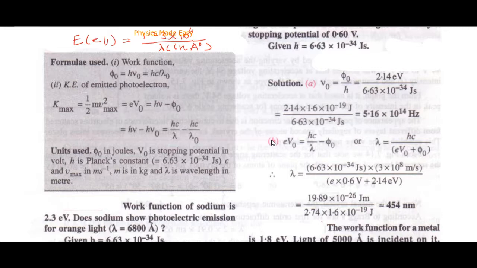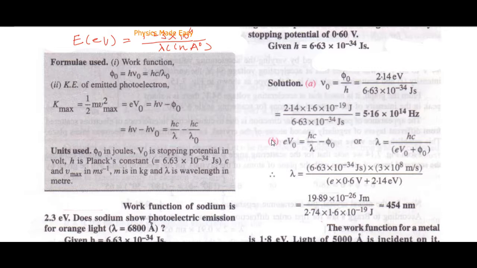Work function phi naught is equal to h nu naught, and this is equal to hc by lambda naught. Kinetic energy of emitted photoelectrons K max is equal to half m v max square, and this is e V naught, and this is h nu minus phi naught. So we have got the basic Einstein equation.